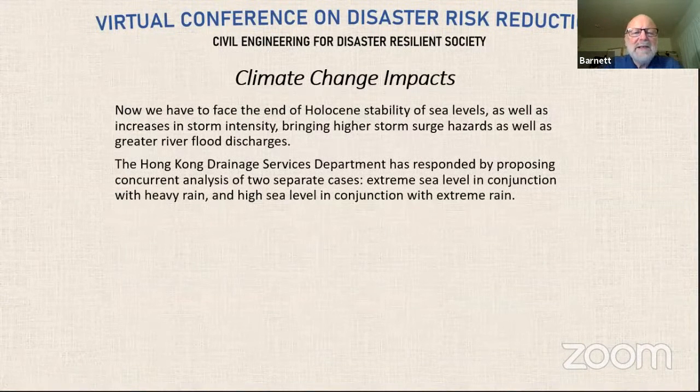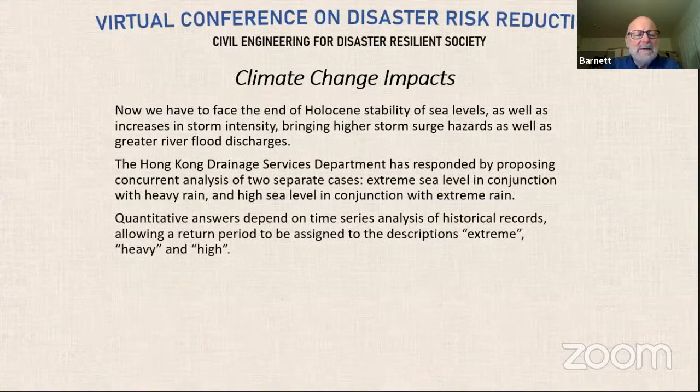So now we have to face the end of Holocene stability of sea levels, as well as increases in storm intensity. So we've got these higher storm surge hazards, as mentioned just in the previous lecture, as well as greater river flood discharges. So Hong Kong, where I have worked with the Drainage Services Department there, they have responded by proposing concurrent analysis of the two cases, and they have described it quantitatively as extreme sea level in conjunction with heavy rain and high sea level in conjunction with extreme rain. So you've got both sea level and heavy rain, but they aren't going to both be at extreme levels at the same time, or the probabilities are very low of that.